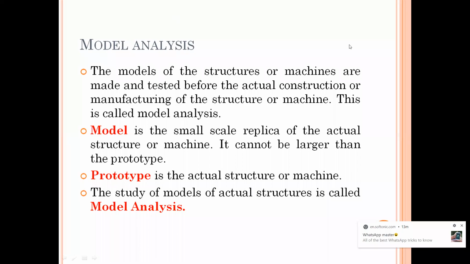Hi all. In today's class, we'll be discussing model analysis, different types of similarities, forces acting on a flowing fluid, and introduce you to dimensionless numbers. So before I go into model analysis, you should understand the difference between a model and a prototype. A model is a small version of your actual structure, whereas your prototype is your actual structure or just before the actual structure.